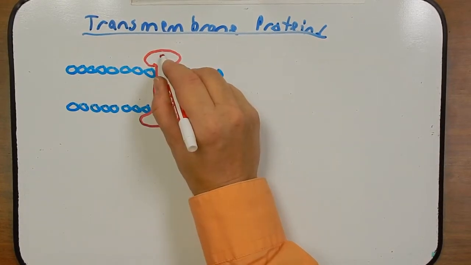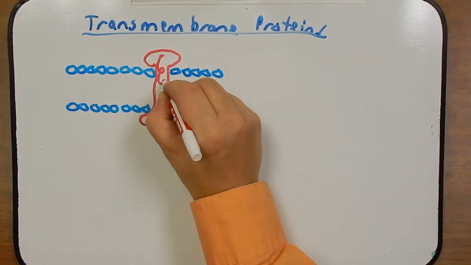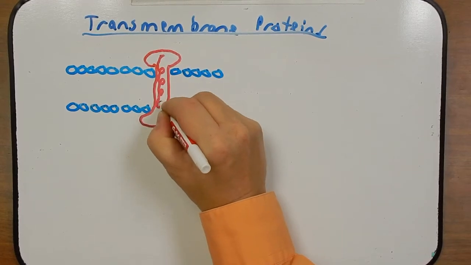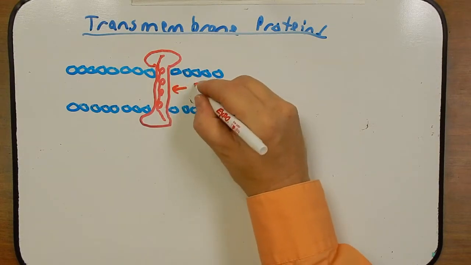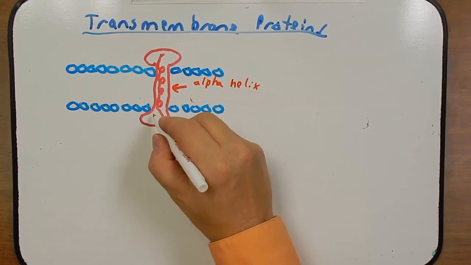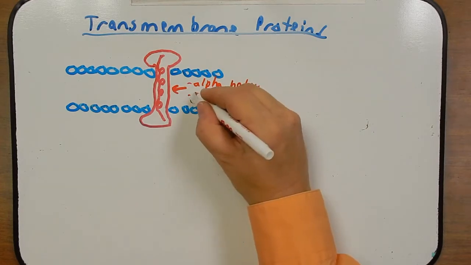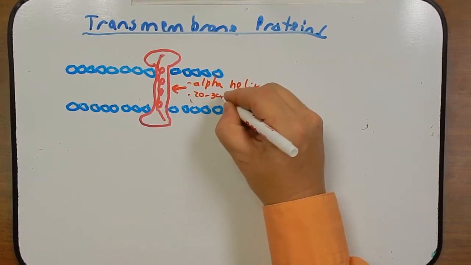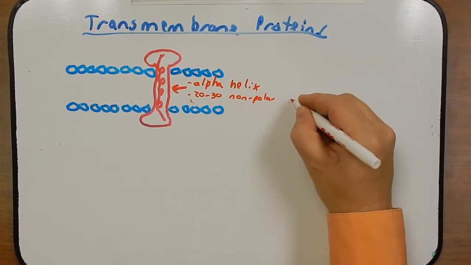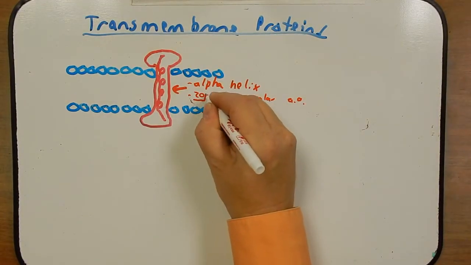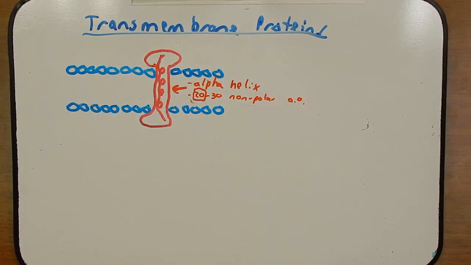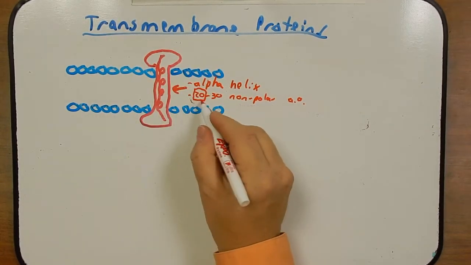And I'm going to try to draw here what should appear as an alpha helix. And I drew this alpha helix because typically an alpha helix is found spanning this membrane. It usually contains 20 to 30 nonpolar amino acids. I say 20 to 30, but I want you to remember this number here, 20. It has to have 20 in order to be able to span here. That is an absolute minimum.